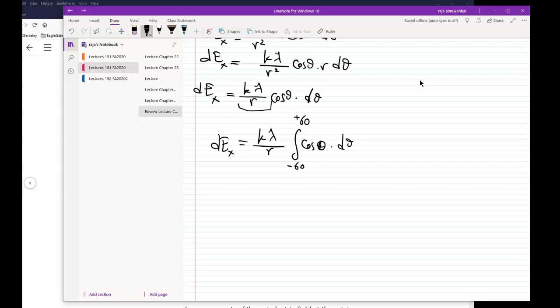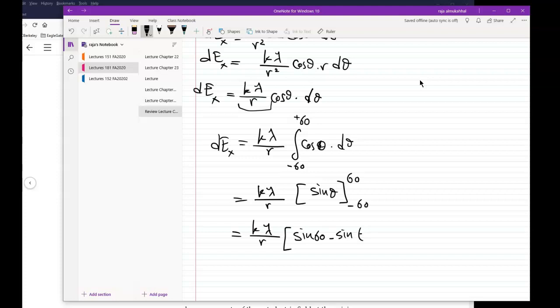What's the integration of cosine? It's a sine. All right. So in this case, I will have k lambda over r sine theta from minus 60 to 60, and then I just plug it in. So I have here k lambda over r times sine 60 minus sine minus 60, you see what I'm saying?